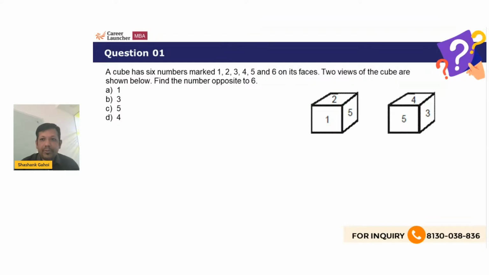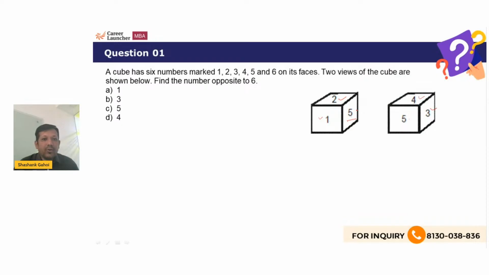There are multiple ways to solve it. The simplest way, I'm telling you: if I look at 5, 5 is adjacent to 2, 5 is adjacent to 1, 5 is also adjacent to 4, and 5 is also adjacent to 3. And I cannot see 6 anywhere. It means 5 is not adjacent to 6, right?